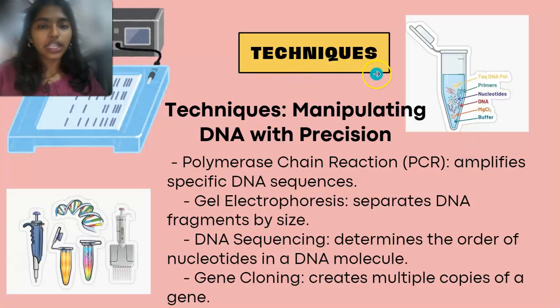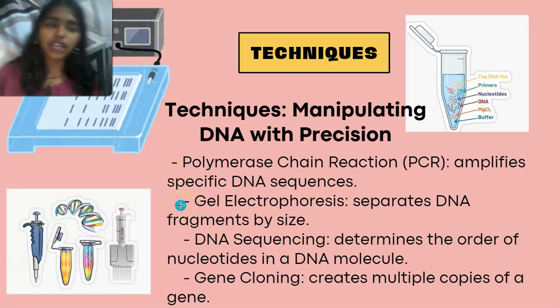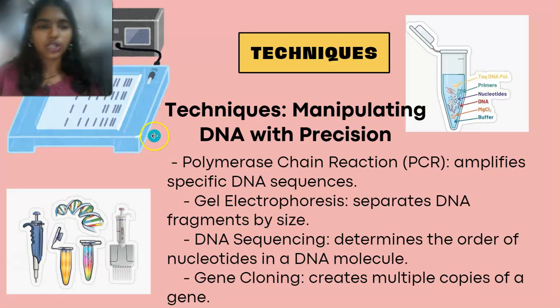Then here are techniques which manipulate DNA with precision. Polymerase chain reaction: here, PCR amplifies specific DNA sequences. Then there is gel electrophoresis, which separates DNA fragments by size. Means here you can see some small fragments which are separated size-wise. Larger ones at the back side and at the front side you can see small ones.